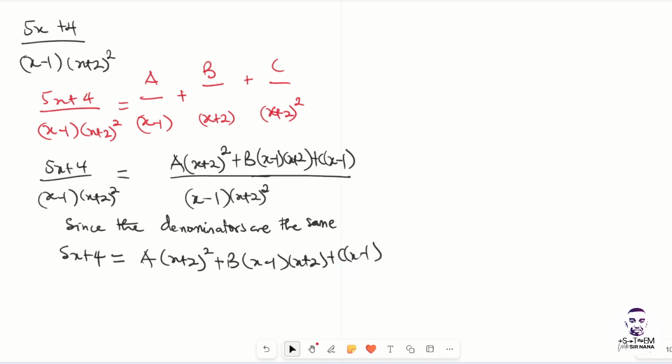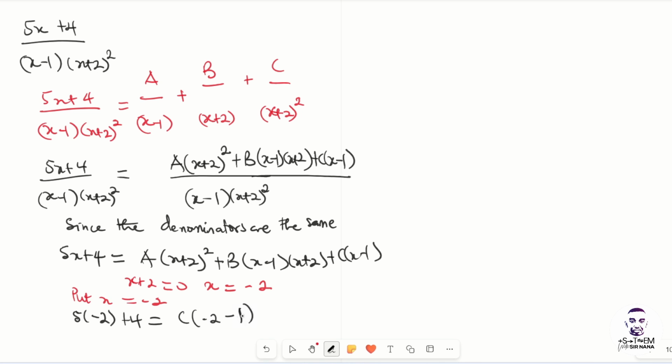That implies that we can consider the factor x + 2. So x + 2 equals 0, which means x will be equal to -2. Now we put x equal to -2 into the equation. So we have 5 multiplying -2 plus 4 equal to... when we put -2 into the A part, it goes to 0, because -2 + 2 gives us 0. When we put -2 into the B part, it also goes to 0. So we have only the C part: C(-2 - 1).